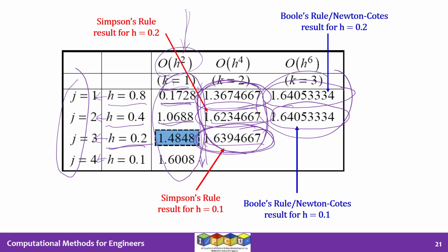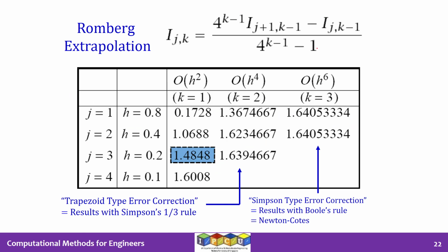So the first column, to just reiterate, is the results from the trapezoidal rule. The second part is from Simpson's 1/3 rule. The third part is from Boole's rule, or what is called the Newton-Cotes formula. I'll just clean it up. Same numbers, nothing changes.